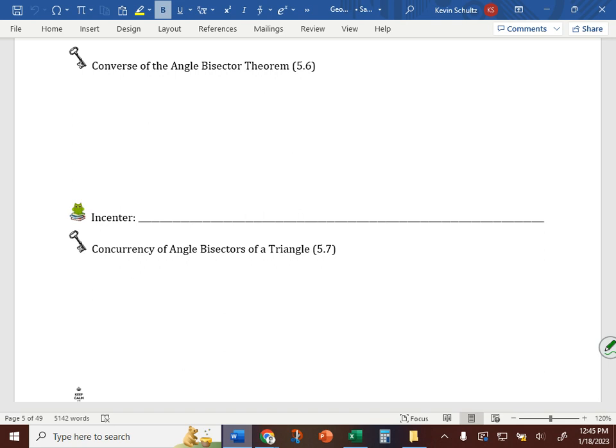The converse of the angle bisector theorem is that if you have an angle and you know that a point on the line is equidistant from the sides of the angle, then you can conclude that it's going to be an angle bisector, right? So this is what you're given. You're given a point on a segment, ray, or line coming from the vertex, and you see that that point is equidistant from the sides. You can then conclude that it's an angle bisector.